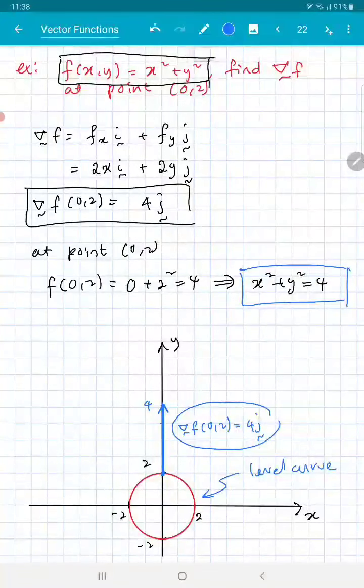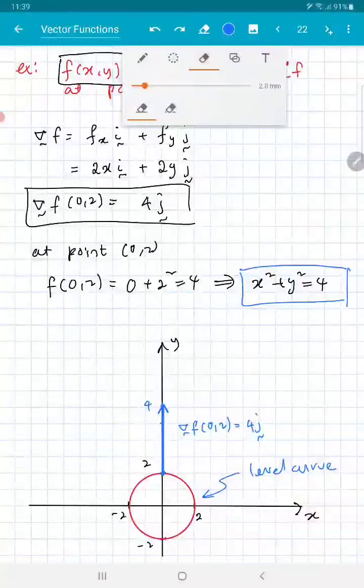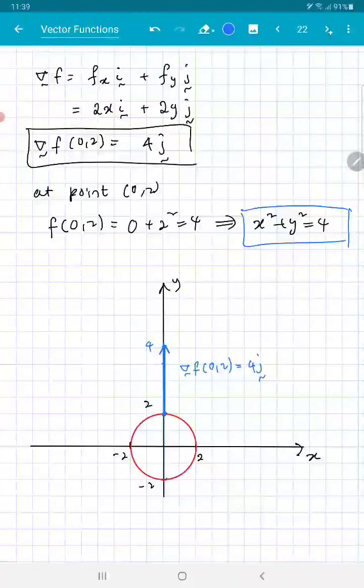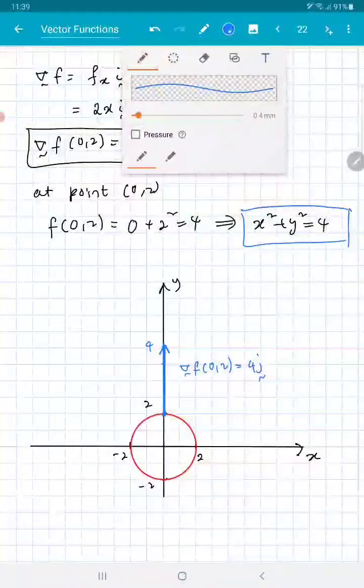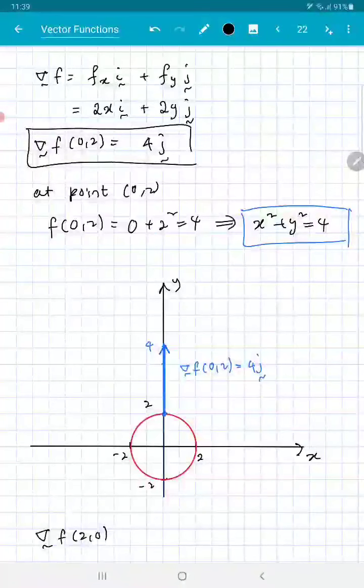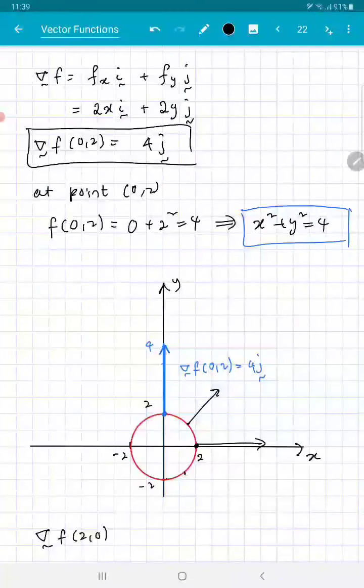Now let's say you change the point. Let's say we want to know the gradient of f at point 2, 0. So this is point 2, 0. The level curve is the circle of radius 2, in red. So the normal vector to the curve would be pointing this way. If it's here, the normal vector would be pointing that way. If it's here, it's pointing that way. That's the normal vector.